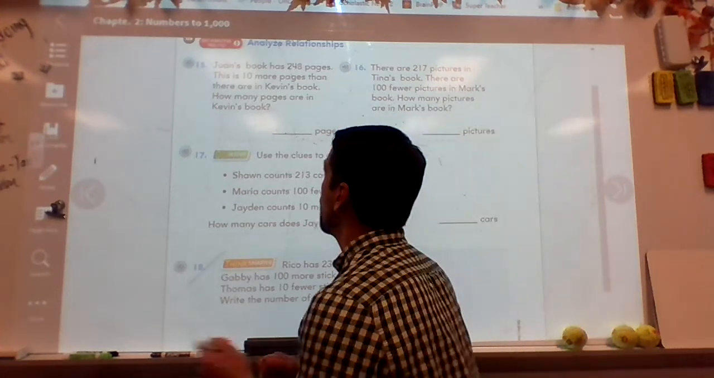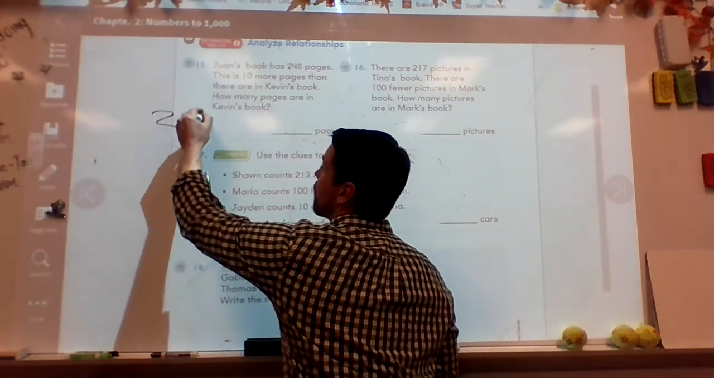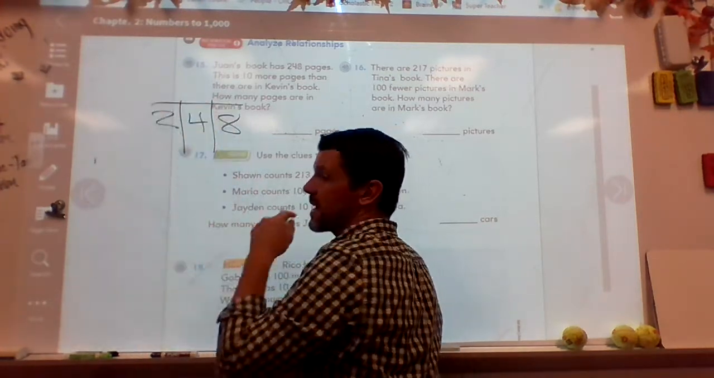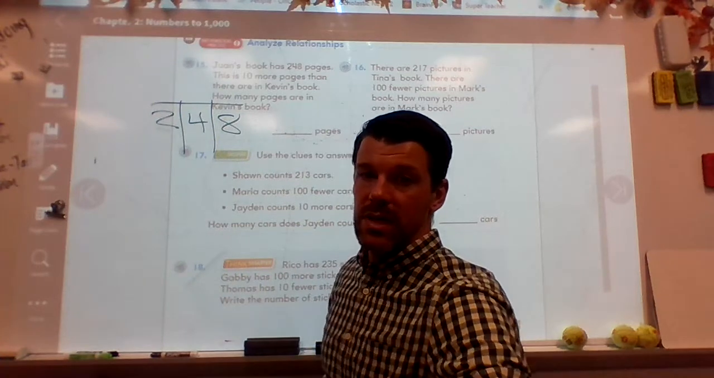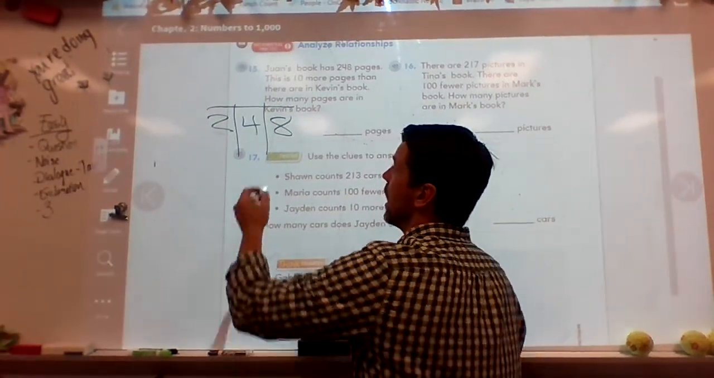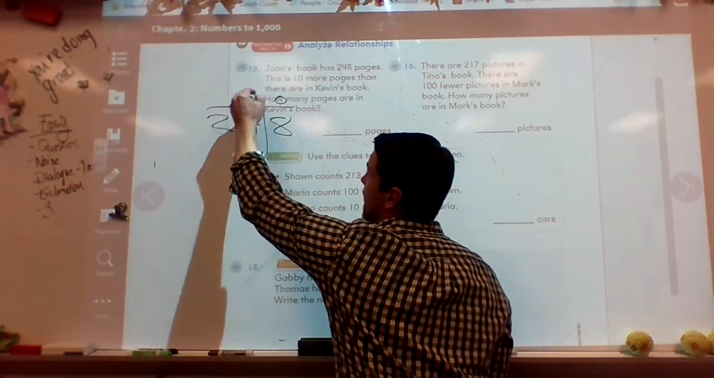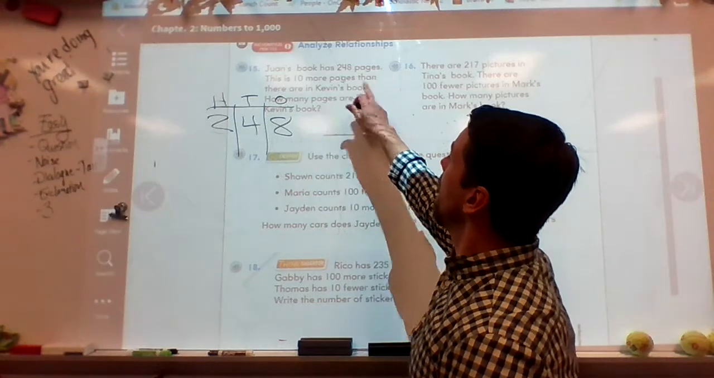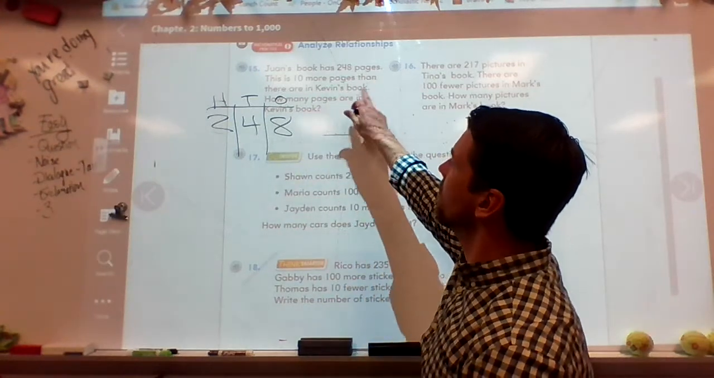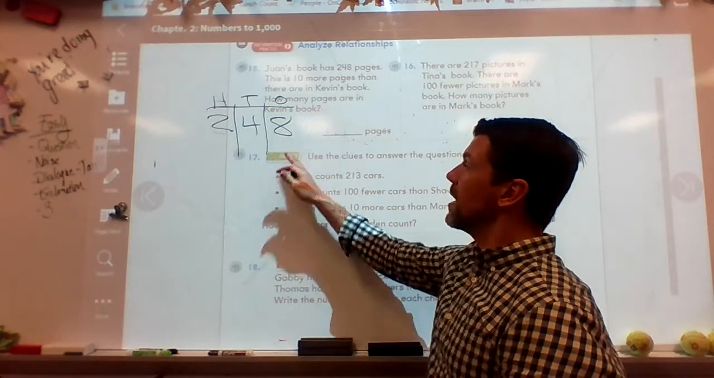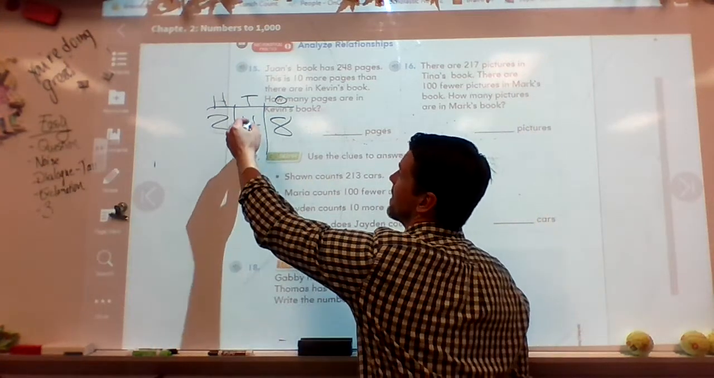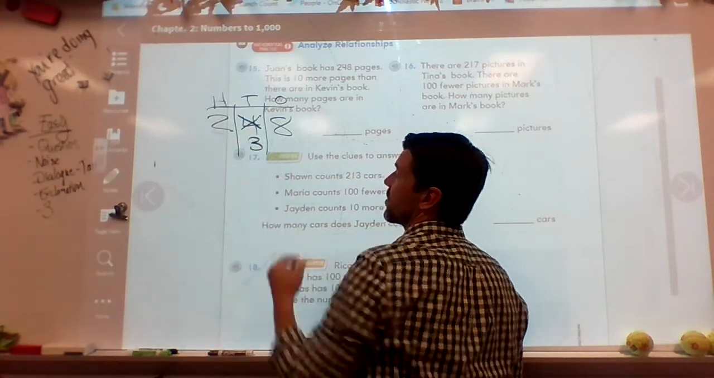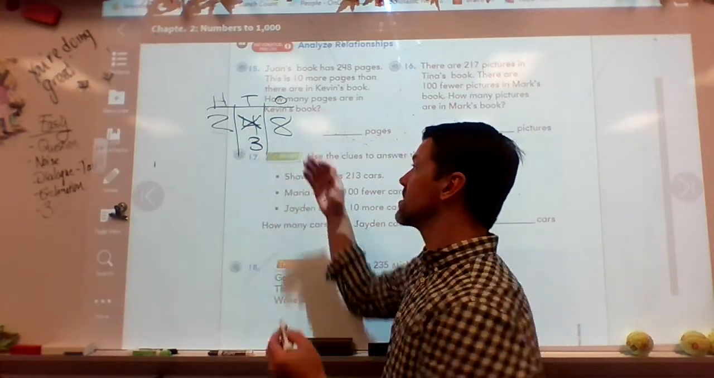So I'm going to draw my 248. I'm going to do it a little bit differently. I'm going to draw it in my place value chart. So if you guys can see it, I may need to move it over. I'm not sure. So I have ones, tens, and hundreds. Now it says right here, this is 10 more than Kevin's book. So we need to look at what is 10 less for Kevin's book. So I'm going to cross this out and put a 3 there because that shows 10 less.